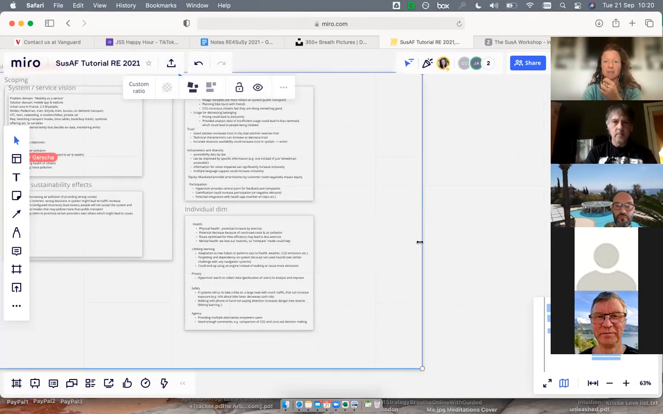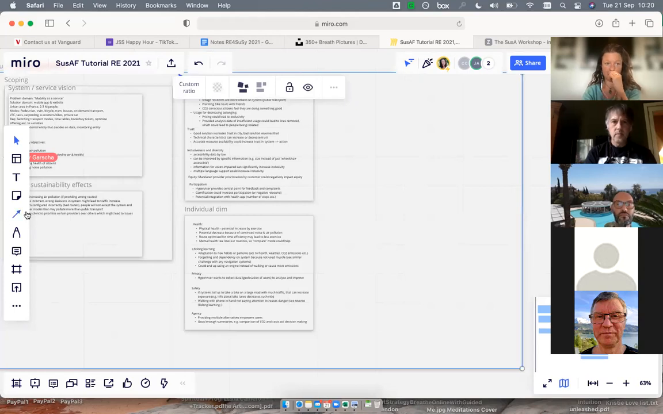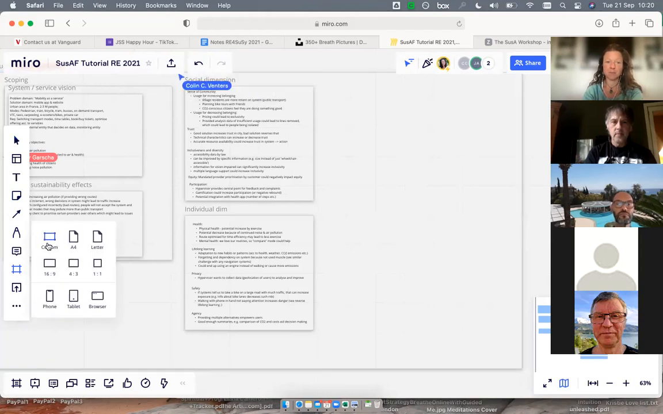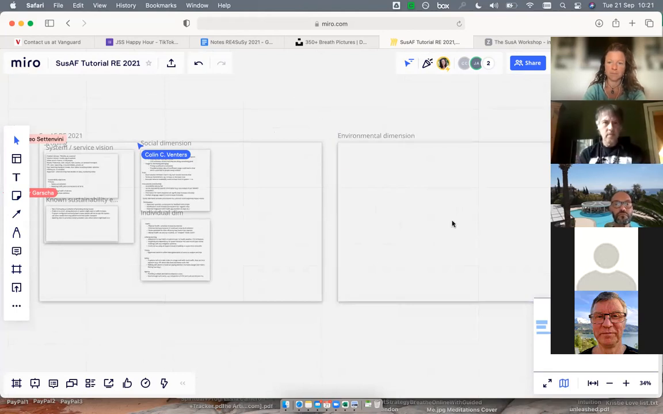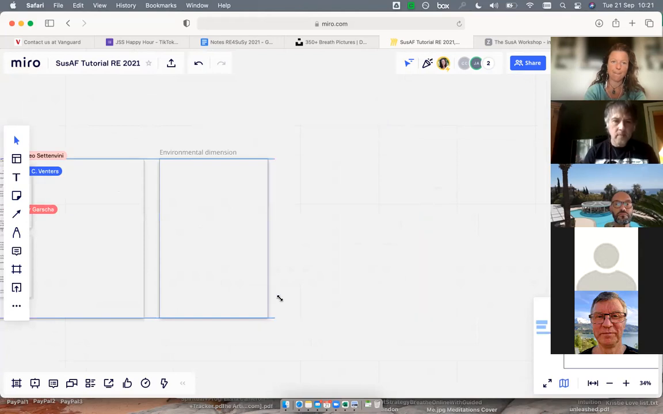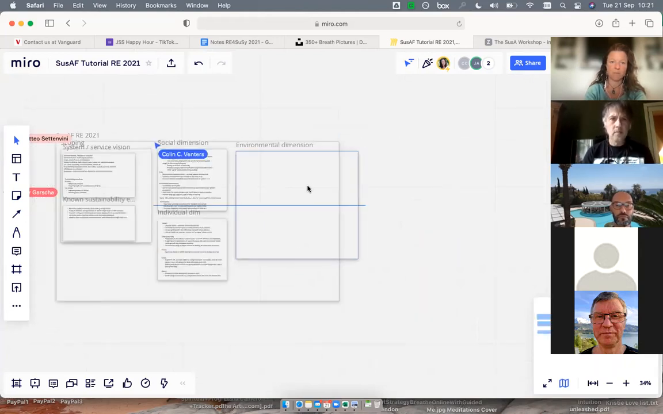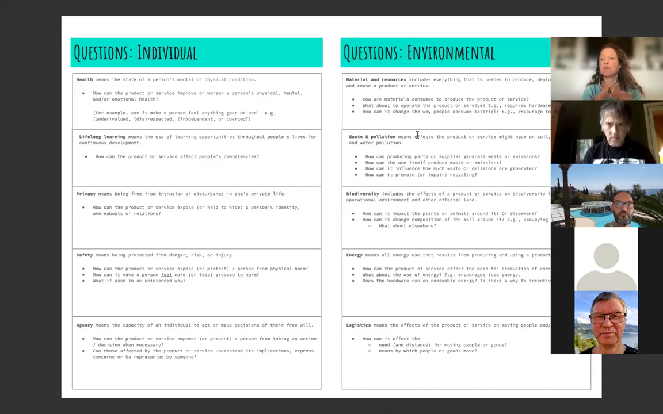So that's the individual dimension. More to come. Next is the environmental. First topic here, materials and resources. So this includes everything that's needed to produce and deploy and run the product or service. How would you say a material is consumed to produce this product or service and then to operate it?